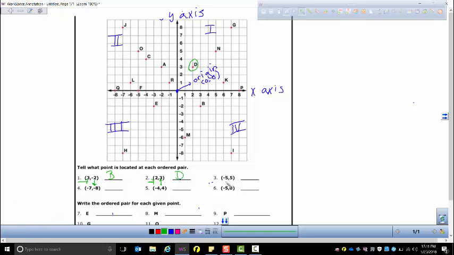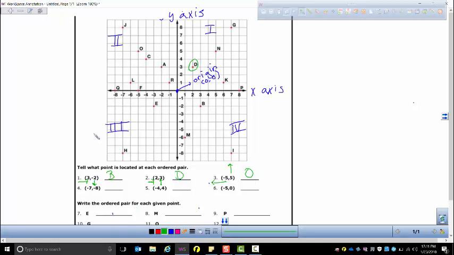That letter that's located at that point is letter D. The next ordered pair is negative 5, positive 5. So that means I'm going to go 5 to the left and then 5 up. So I go 5 to the left and then I count 5 up, 4, 5. The point is point O.